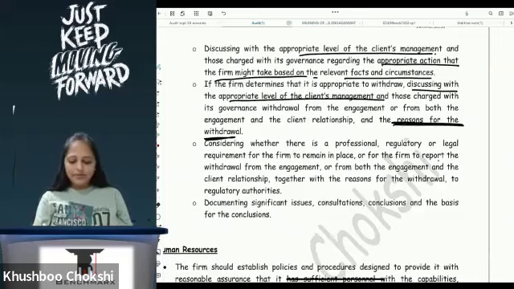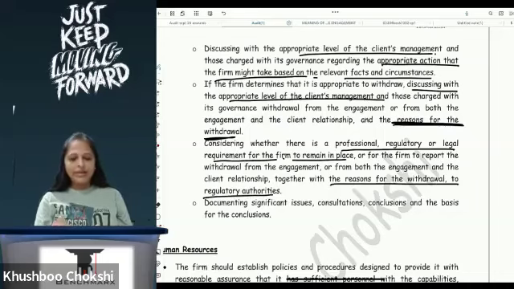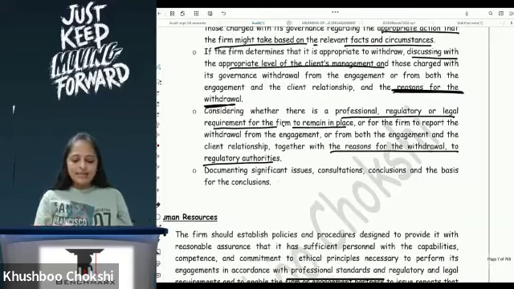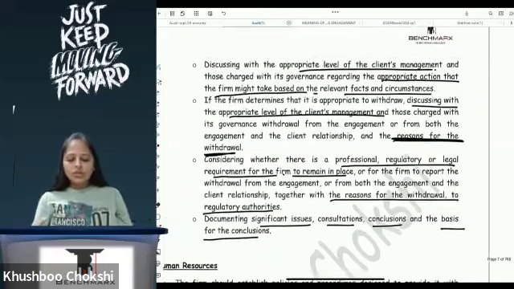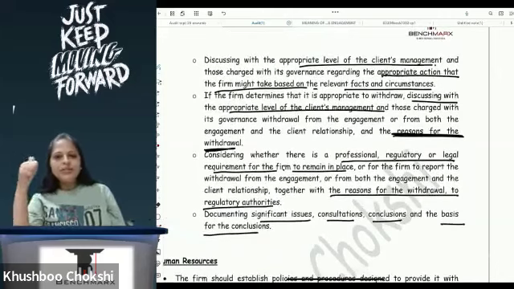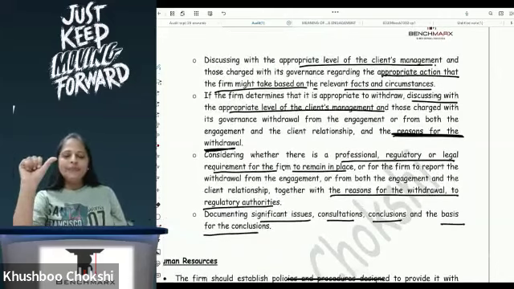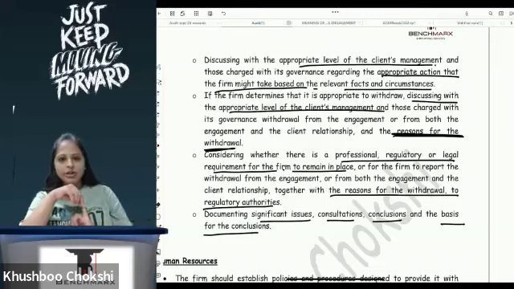Consider whether there is a professional, regulatory or legal requirement for the firm to remain in place, or for the firm to report the withdrawal, or both the engagement together with the reasons for withdrawal, to regulatory authorities. And last is to document significant issues, consultation and conclusions, and the basis for the conclusions. So here he is saying that first I have to see why I am withdrawing, what my reasons are, and whether the client can take any appropriate action.